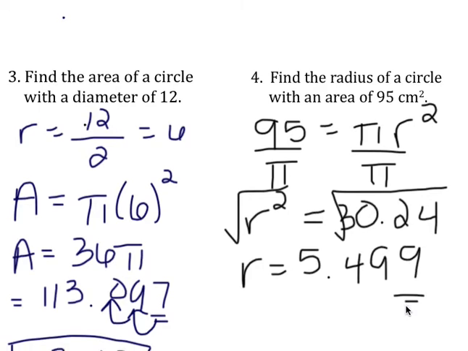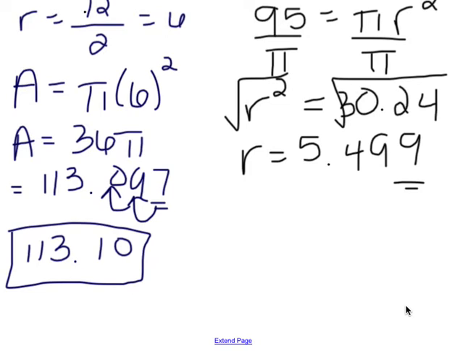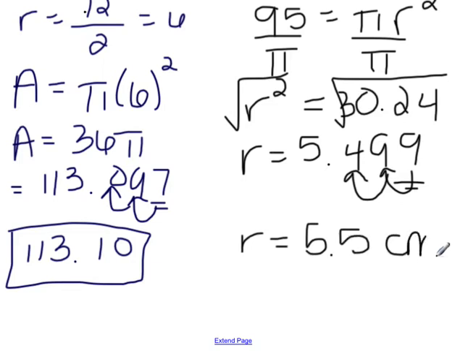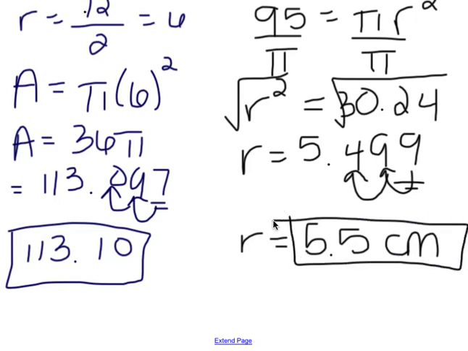So what we need to do is round this up, and when we round that up, we get r is equal to 5.5, and then it's just going to be centimeters because we're calculating the radius. We kind of undid that squared when we calculate out the radius. So the answer is just 5.5 or 5.50 centimeters.